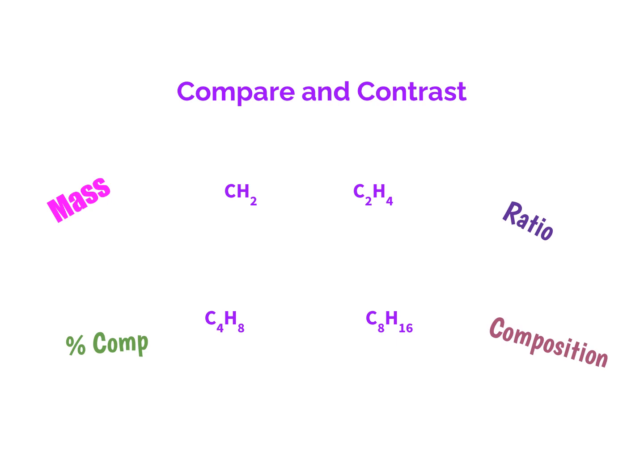All right, something that is going to be different. I think we can all agree that the mass of these different compounds would be different because they have different makeups, different compositions. But when we're looking at the ratios and the percent composition, we can see that there are twice as many hydrogens as there are carbons. So those are some things that would be the same.